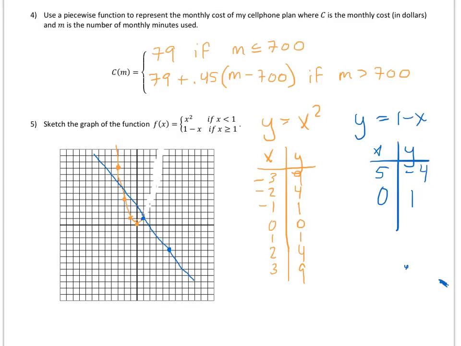Then for the blue graph, the graph of y equals 1 minus x, I only wanted to graph that when x is bigger than or equal to 1. So everything to the left of 1, I need to erase. I'm going to erase all of this part, up until I get to the x value of 1.